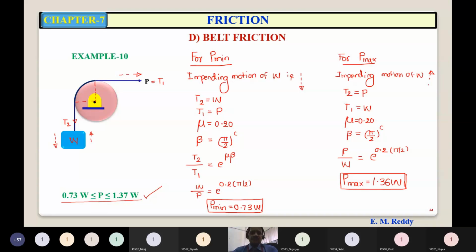So whenever they ask to find out the range of values, means minimum and maximum, you take impending motion in one direction, find out the value. Then you take the opposite direction, again find out the value. Out of those two values, one will be the minimum, other will be the maximum.